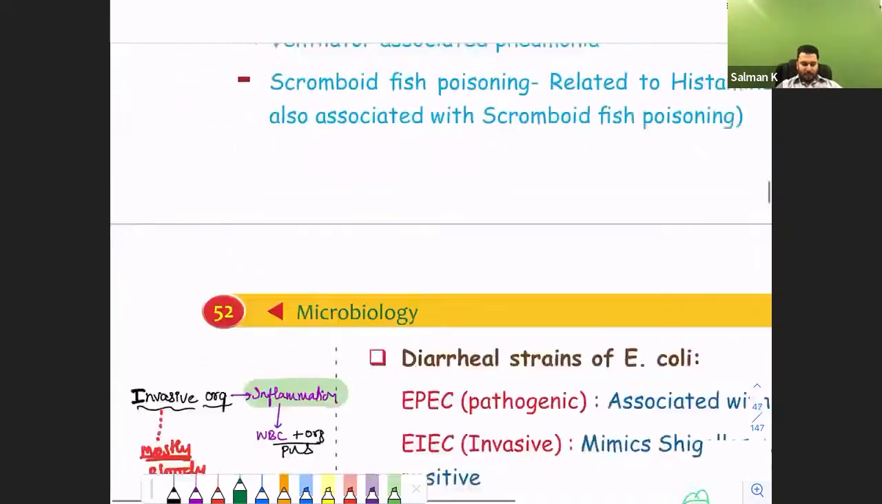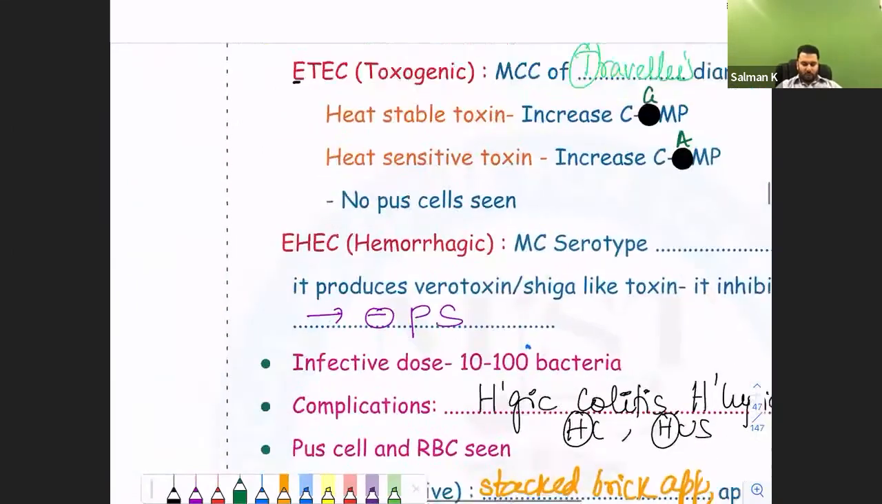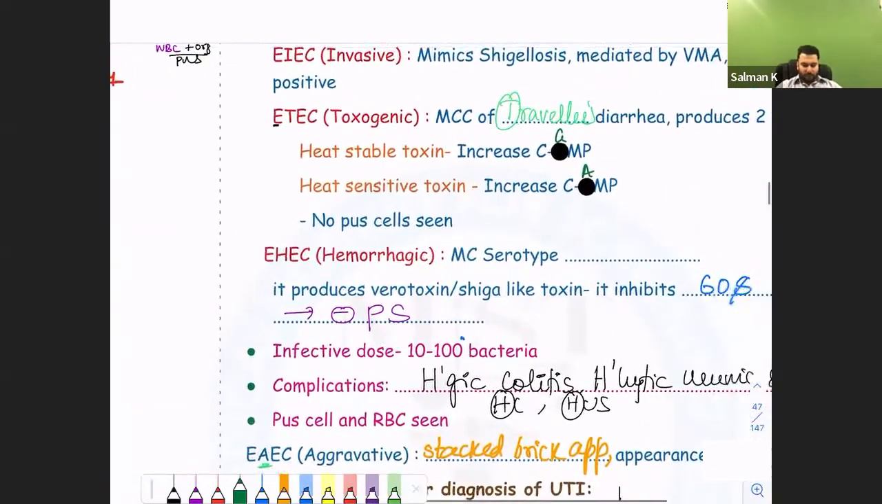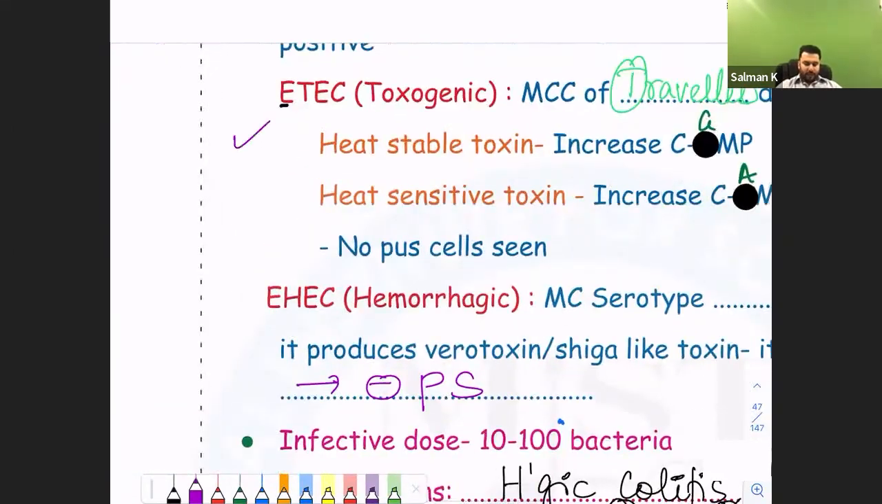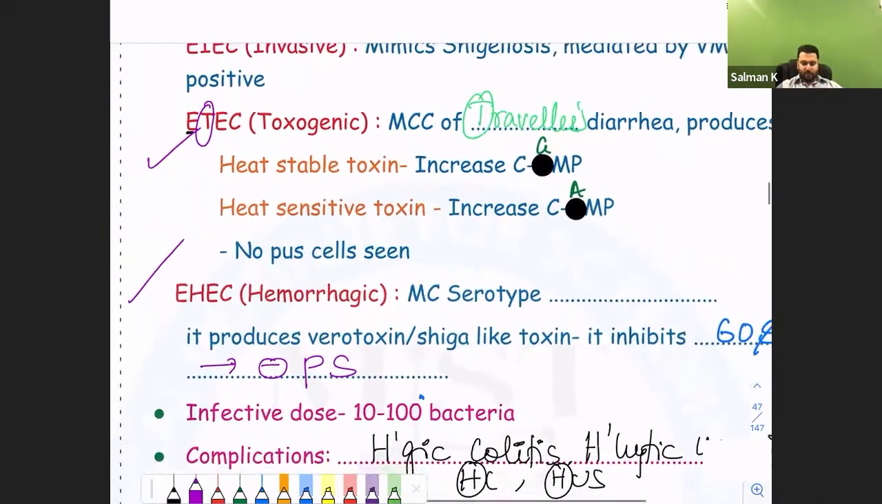Okay. Now, regarding diarrheal agents, there are top two that I'm going to cover right now. ETEC and EHEC. These are the two diarrheal agents you should be knowing, ETEC and EHEC. Now, what is the story? ETEC, T for toxigenic. Please remember, it's the most common cause of traveler's diarrhea. Enterotoxigenic E. coli, ETEC. Most common cause of traveler's diarrhea.